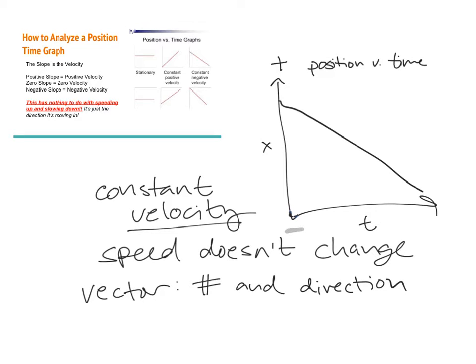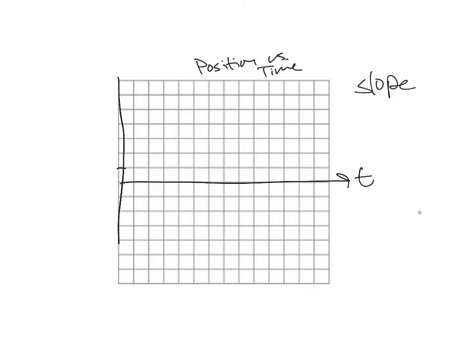So real quickly, we're going to look at a thing called slope on a position time graph. This is position versus time. We're going to make the middle the time axis right there, and we're going to make the x-axis over here with negative x, positive x. Time is going to be in seconds. X is going to be in meters.